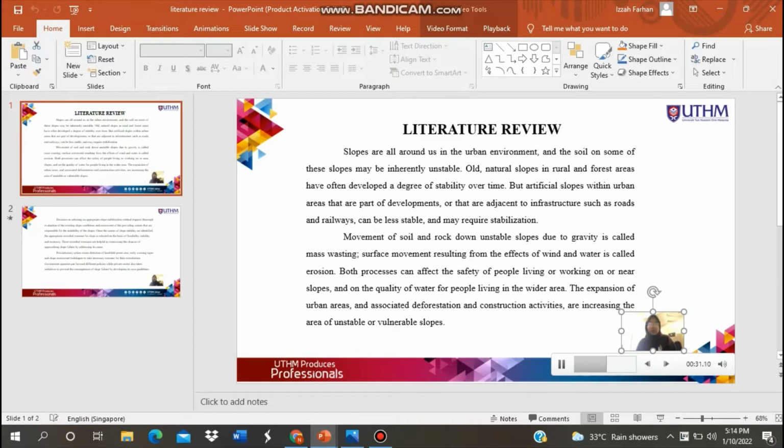Movement of soil and rock down unstable slopes due to gravity is called mass wasting. Surface movement resulting from the effect of wind and water is called erosion. Both processes can affect the safety of people living or working on or near slopes and the quality of water for people living in the wider area. The expansion of urban areas and associated deforestation and construction activities are increasing the area of unstable or vulnerable slopes.